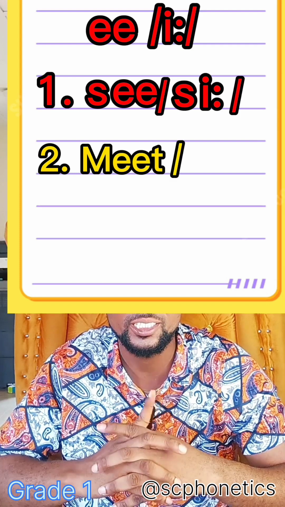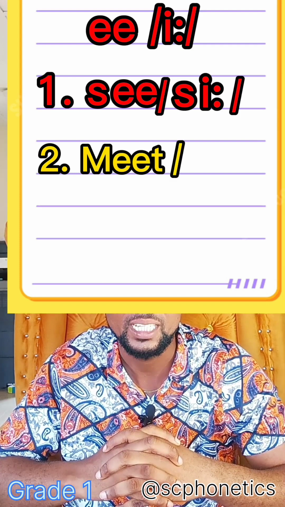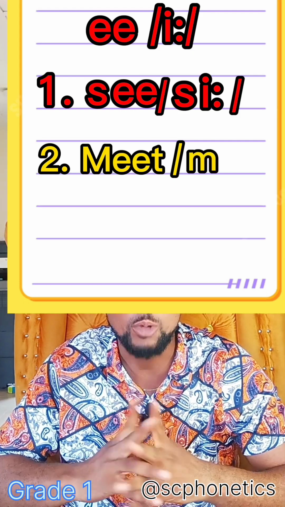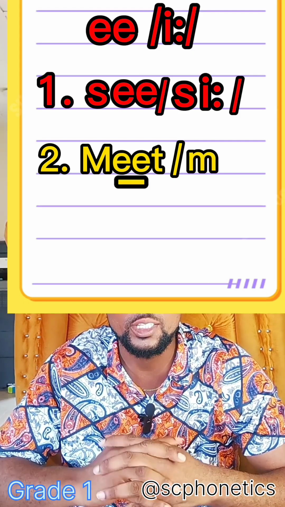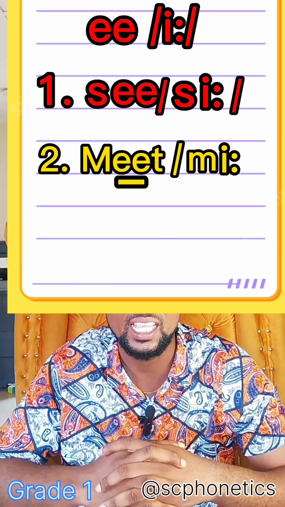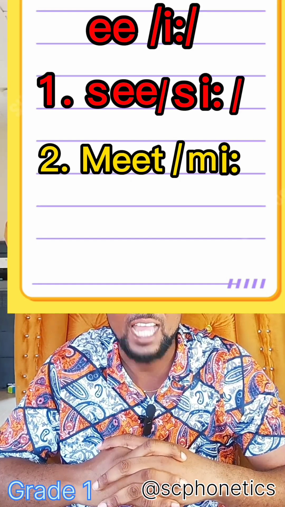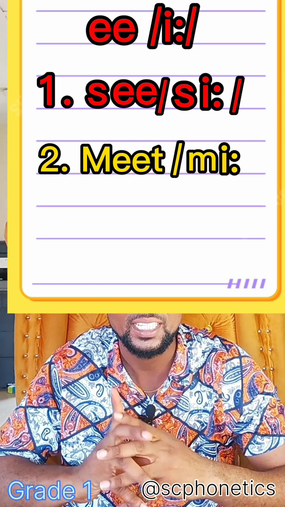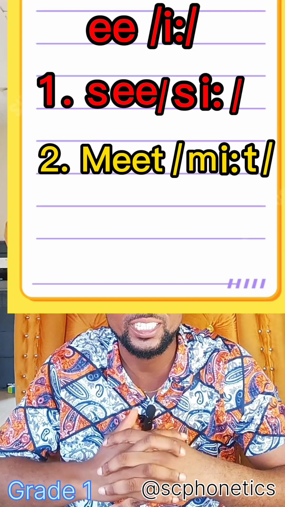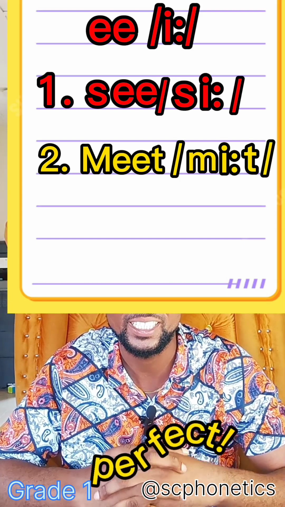Number 2, meat. First slash and the sound M, and also convert your EE to the phonetic symbol E. And also the sound T. And close your slash. Perfect.